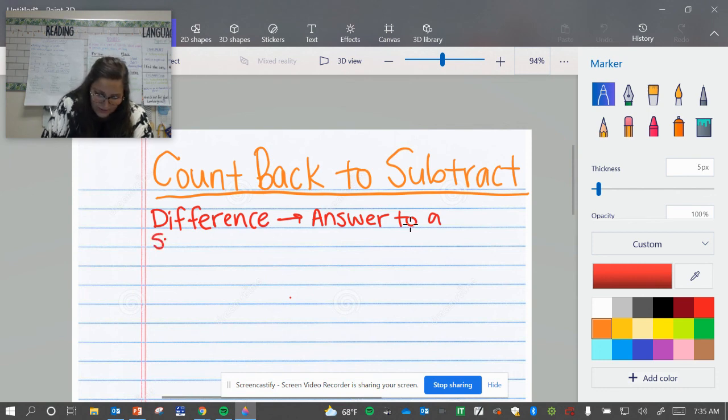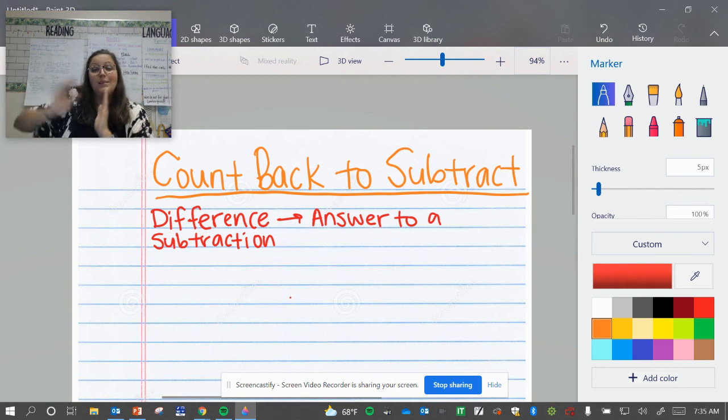I'm going to go down here. Subtraction problem. We've learned about another word for an answer, right? What have we learned? Sum, right? Sum is the answer to a what kind of problem? Addition. So an addition answer is a sum. A subtraction answer is a difference, okay? And I'm going to tell you why.